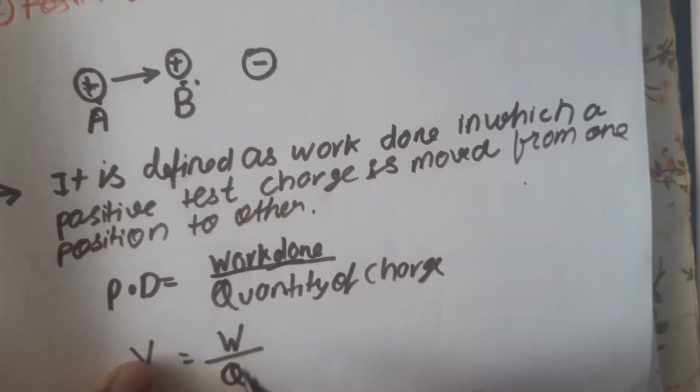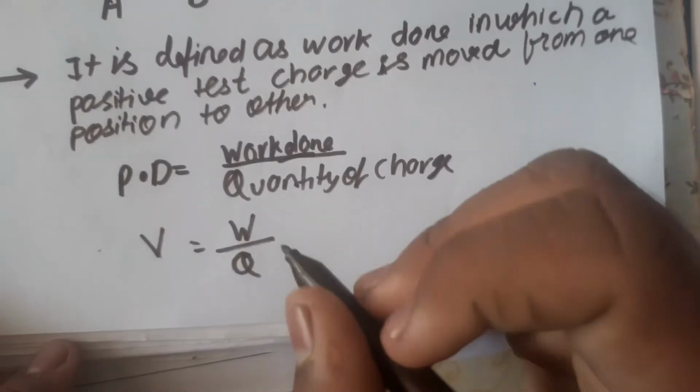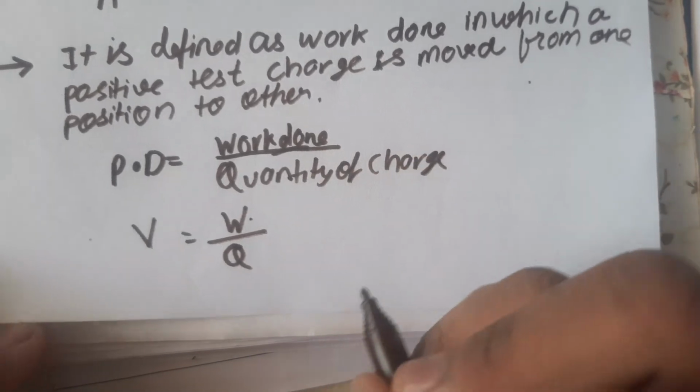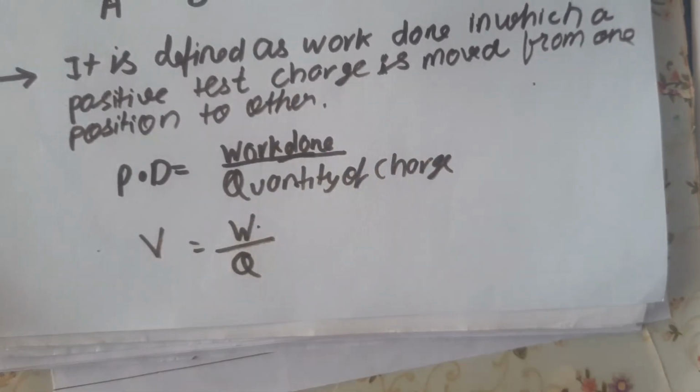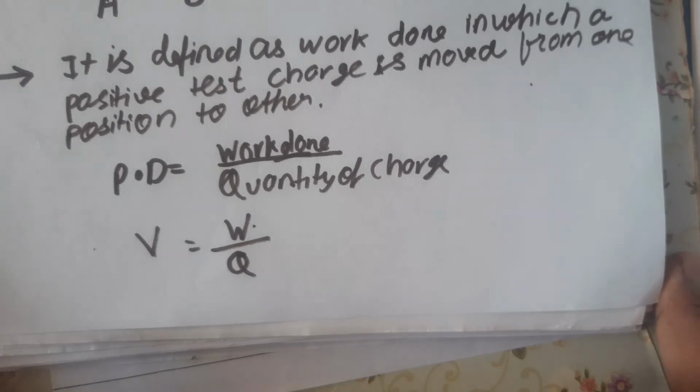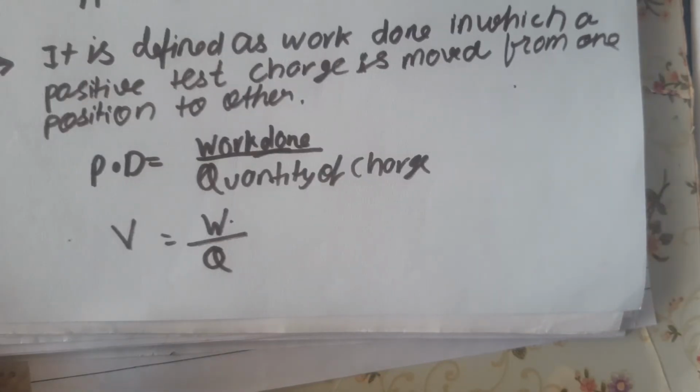So V is equal to W by Q, wherein W is the work done and Q is the quantity of charge, which is measured in coulombs. If you don't know about what is coulombs or the quantity of test charge or charge, don't worry. You can refer to my earlier video, wherein I have explained what is charge, what is quantity of charge, everything.